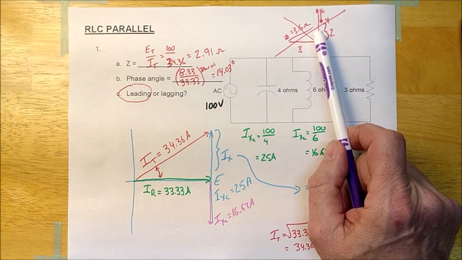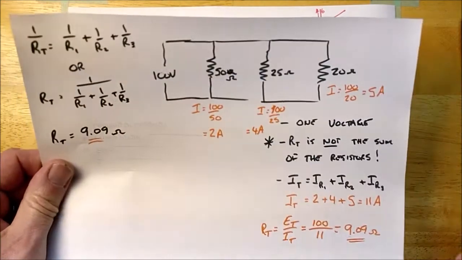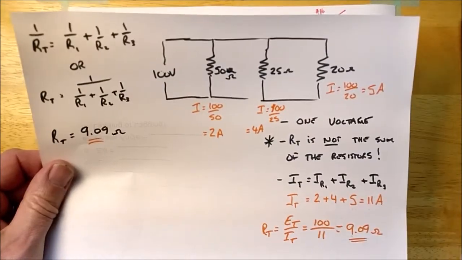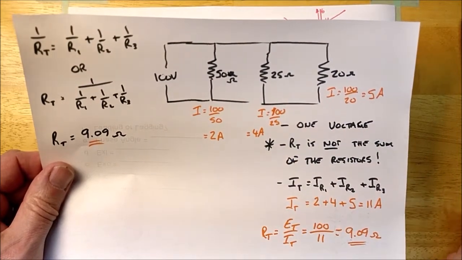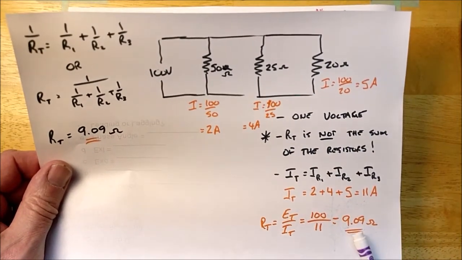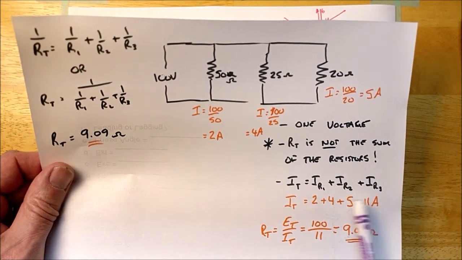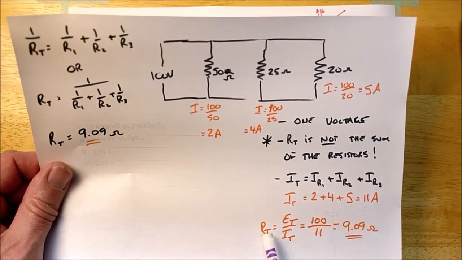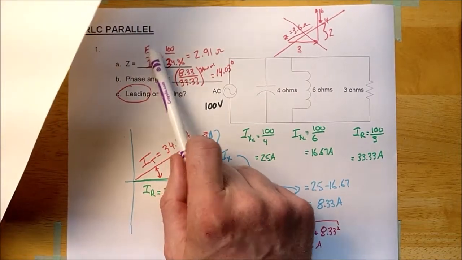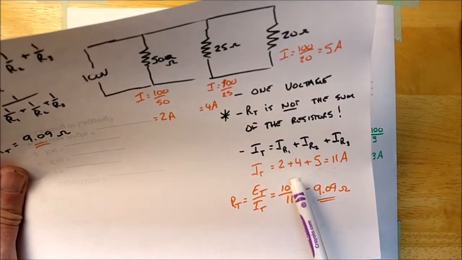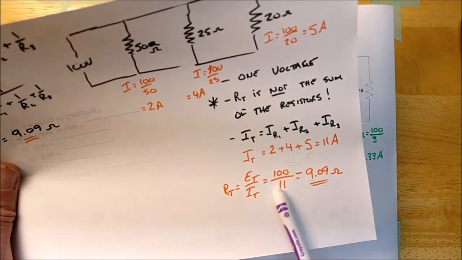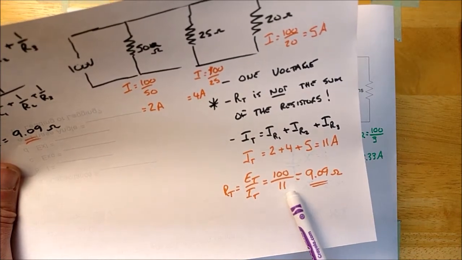There is no impedance phasor diagram for this circuit. It would be like thinking this was 95 ohms. Okay, 50 plus 25 plus 20. It ain't. It's 9.09 ohms. Okay, but the total current is the sum of the currents, and Z can be calculated using E total over the sum of all the gadgets in the circuit that limit current.